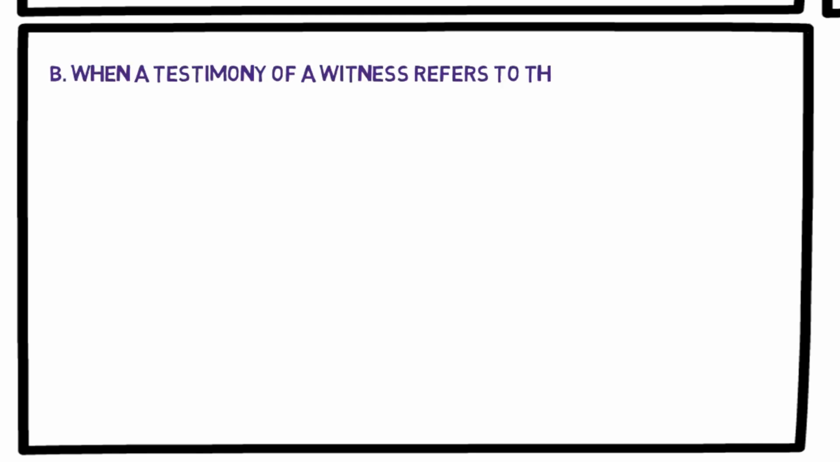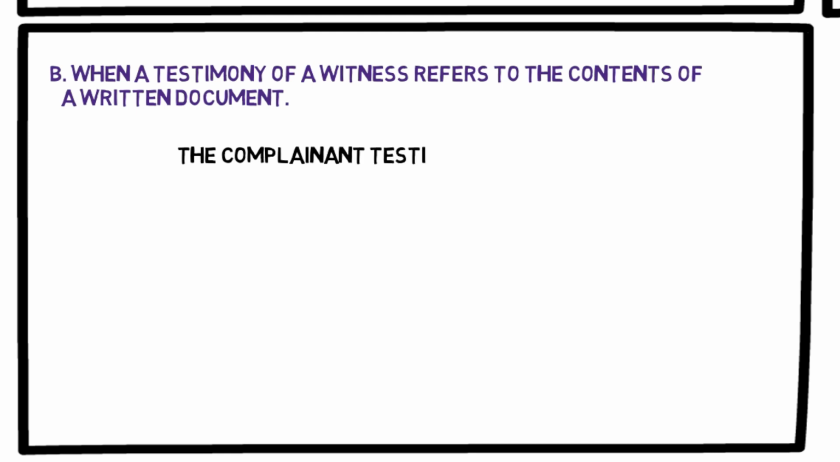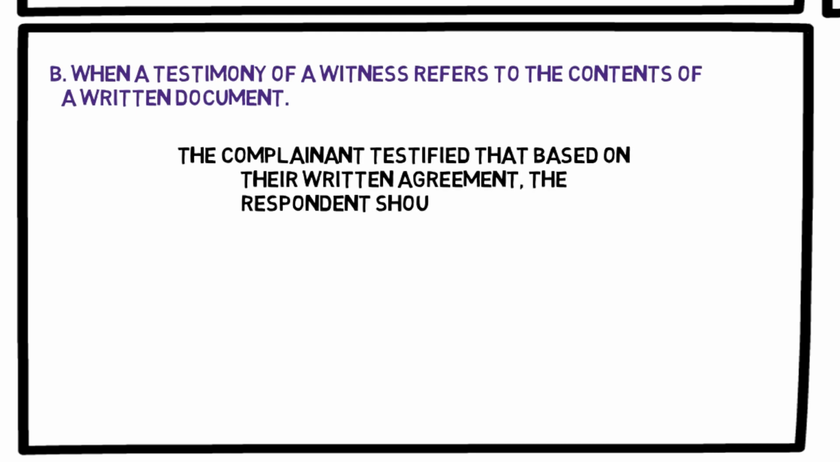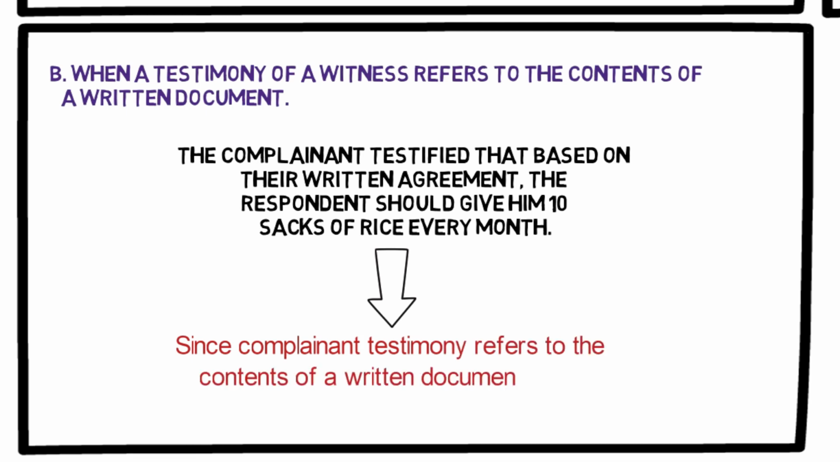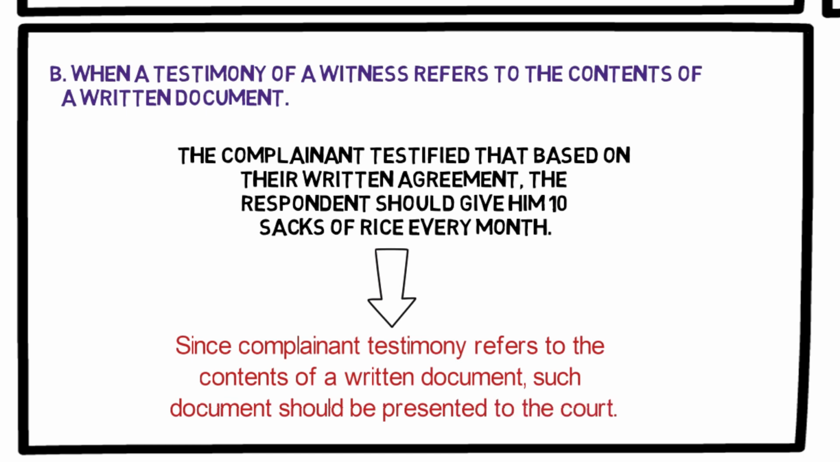Second instance, when the original must be presented: when a testimony of a witness refers to the contents of a written document. For example, the complainant testified that based on the written agreement, the respondent should give him 10 sacks of rice every month. Since the complainant's testimony refers to the contents of a written document, such document should be presented to the court.